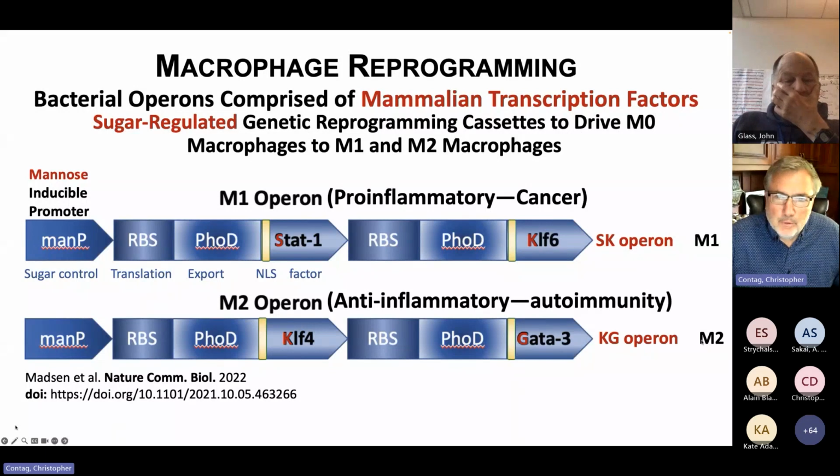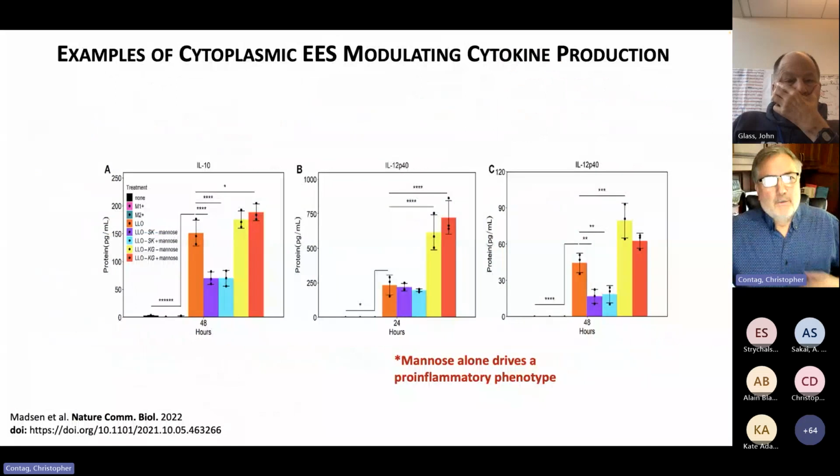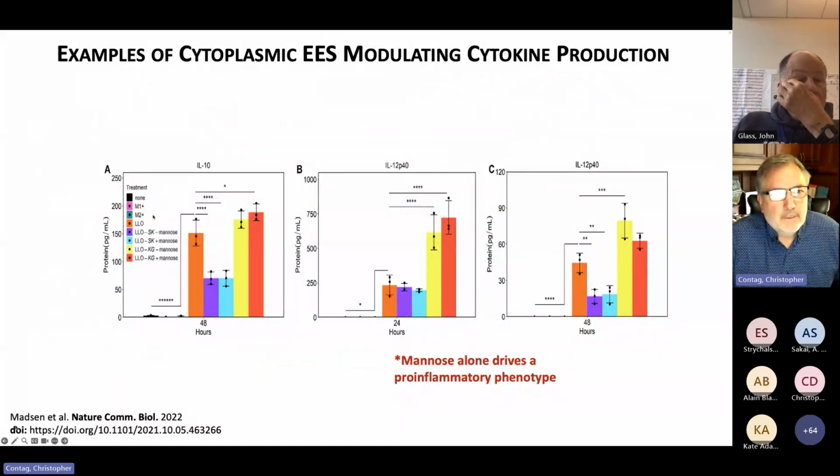Similarly, in chronic inflammation, autoimmunity, arthritis, if you had this KG or the KLF4 GATA operon, you would drive an M2, which would be anti-inflammatory. Chronic inflammation also has this leaky vasculature, so the bacteria would accumulate in sites of inflammation, be taken up by macrophages, and drive then an M2 phenotype. So these, again, with all the controls, the M1 and M2 as the standard for driving these polarization, and then the LLO bacillus with either SK plus and minus mannose or KG plus and minus mannose.